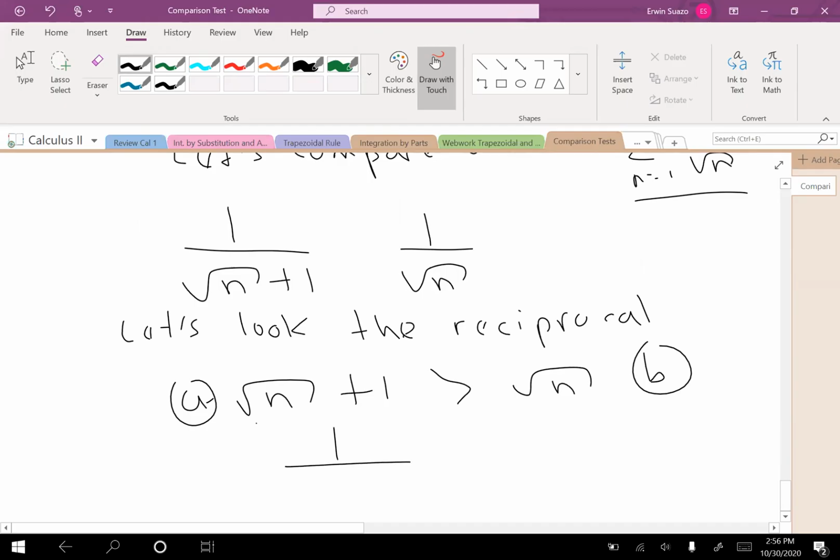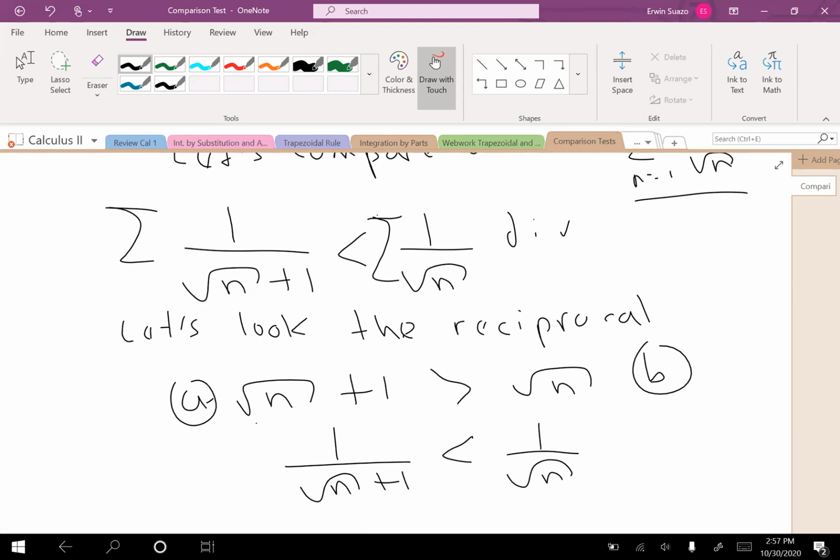Therefore, the quotient is smaller than this one. So this one is bigger than that. But this one is divergent. Can I conclude that this one is divergent? No. Okay, so this is important. Very common mistake. And I'm glad I can fix it now and not during the exam.